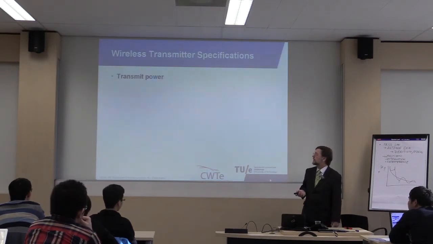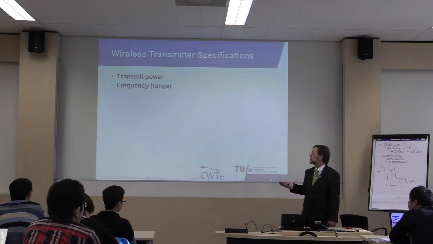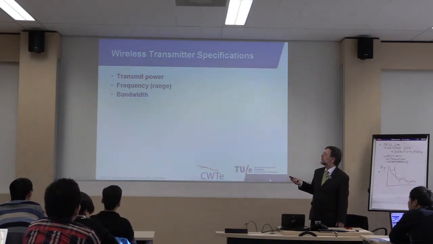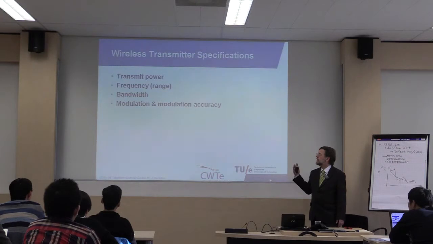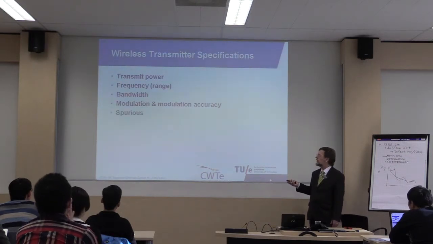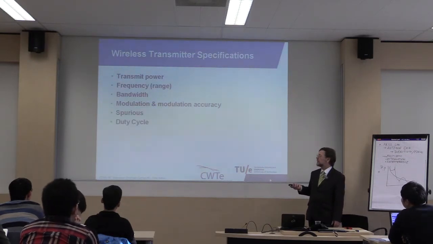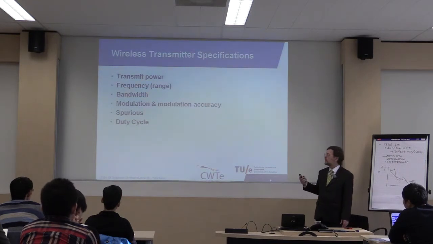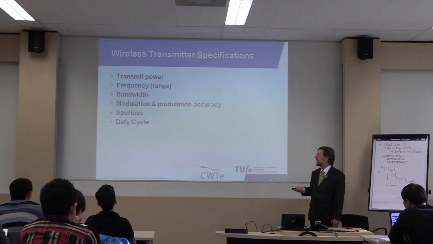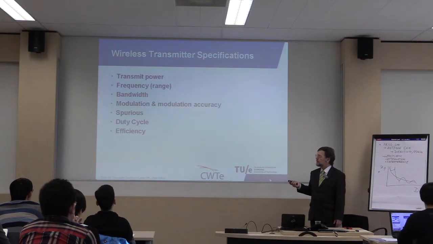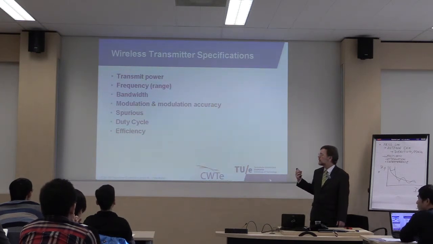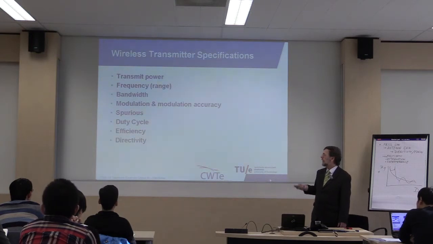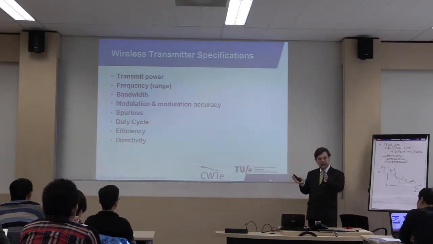If you look at the transmitter, then there are parameters like transmit power, the frequency range, the bandwidth, modulation accuracy, spurious emissions that you have, the duty cycle of the transmitter, whether you can have it on all the time or not, the efficiency, so how much power you transmit versus how much energy you consume per second from the battery or from the energy source, the directivity, so how much you focus your signal, and many, many more parameters.